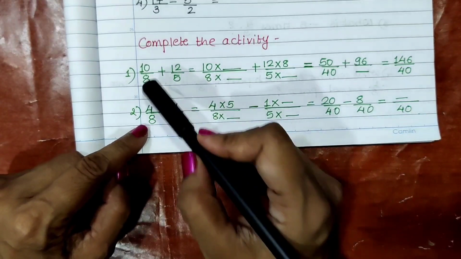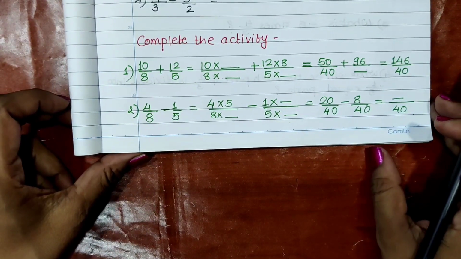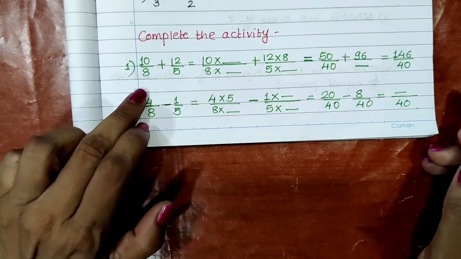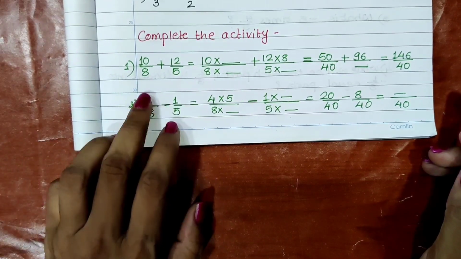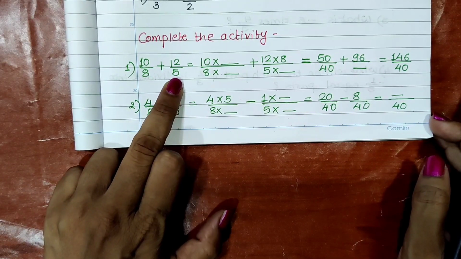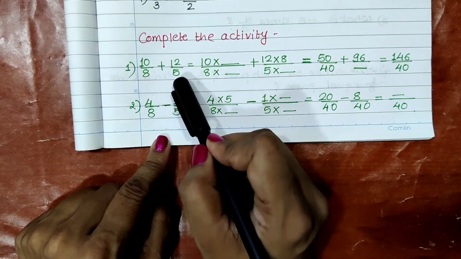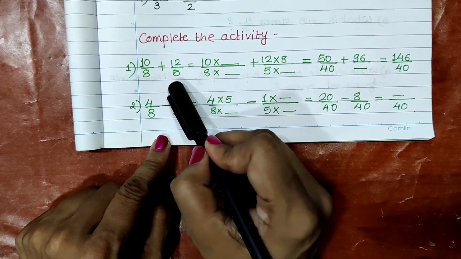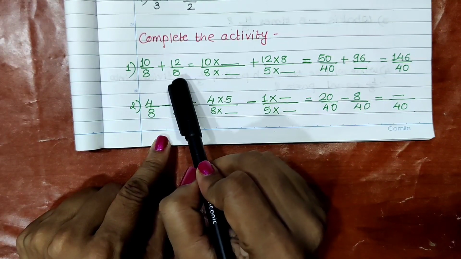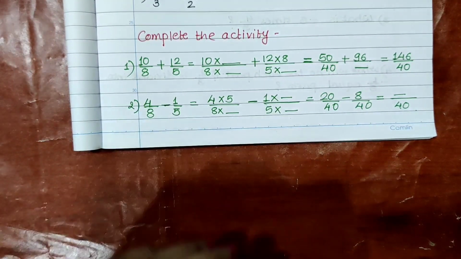Activity is 10 upon 8 plus 12 upon 5, addition of two rational numbers. Now as we all have learnt previously, rational numbers cannot be added if the denominators are not equal. Here you can see the denominator of the first rational number is 8 and the denominator of the second is 5. So how can we equalize the denominators? If you multiply the first rational number by the denominator of the second and the second by the denominator of the first, that means 10 upon 8 we have to multiply by 5 and 12 upon 5 we have to multiply by 8, and then we can get equal denominators.